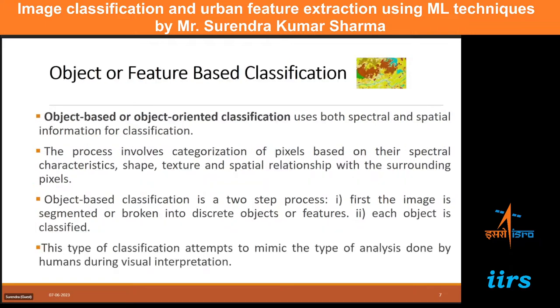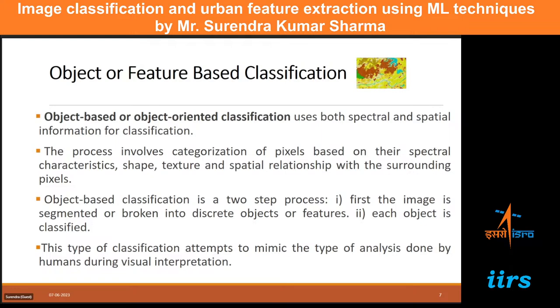Then the next category is object-based or feature-based classification. Earlier in pixel-based classification, we were using only spectral characteristics. But here in object-based classification, we use both spectral as well as spatial information. So this step considers spectral characteristics, shape, texture, and spatial relationship with the surrounding pixels. So it considers the surrounding pixels also, not only the pixel that we are touching.